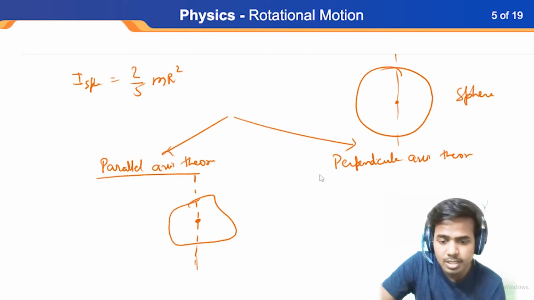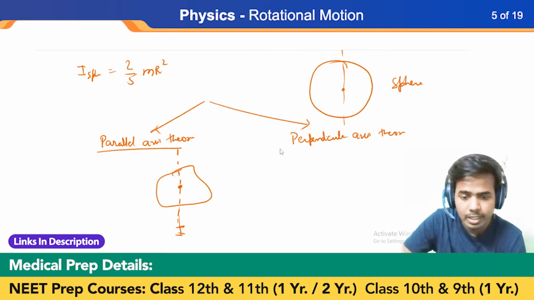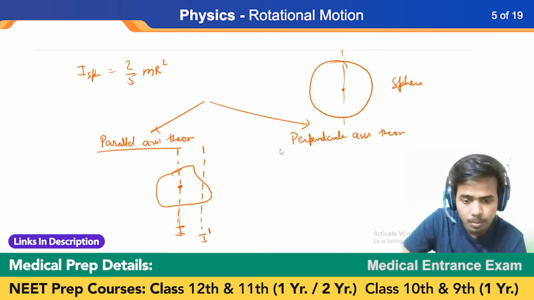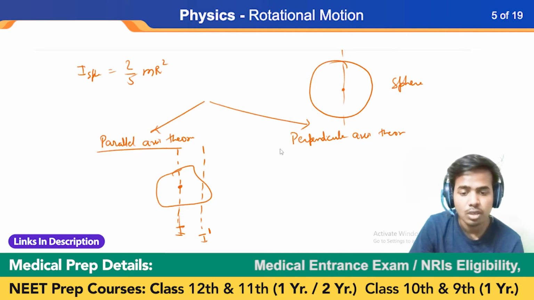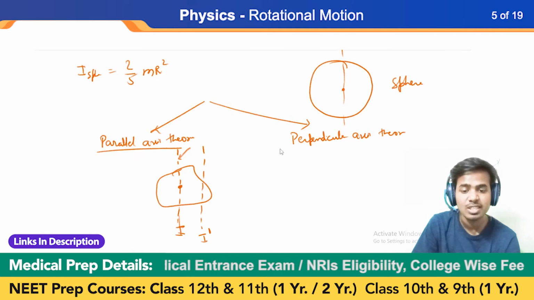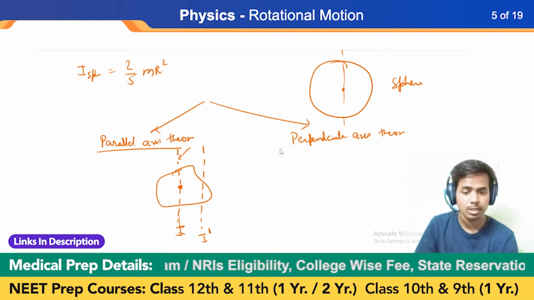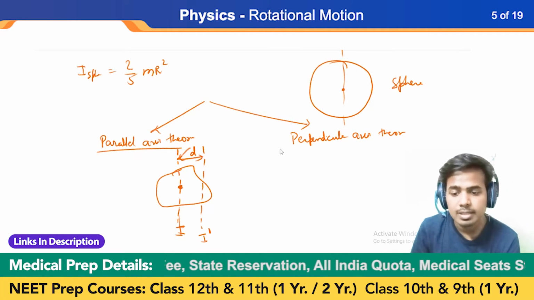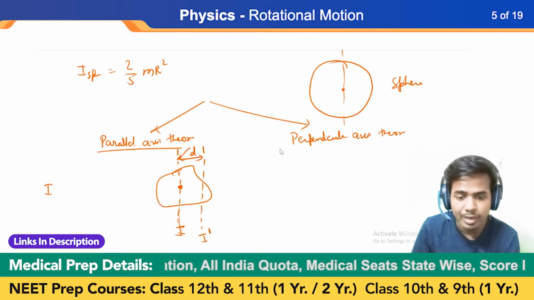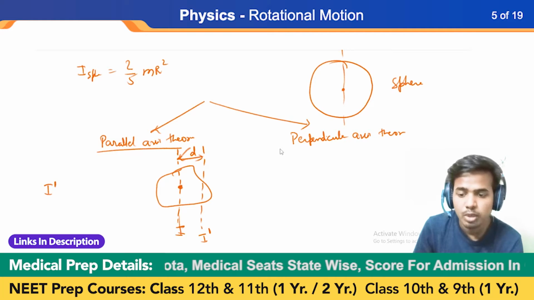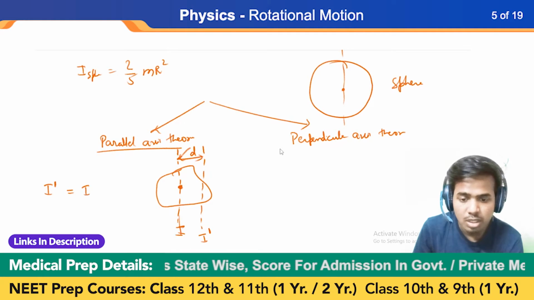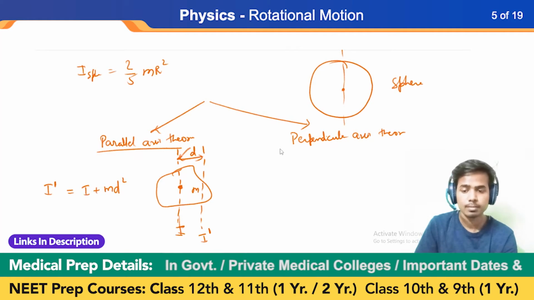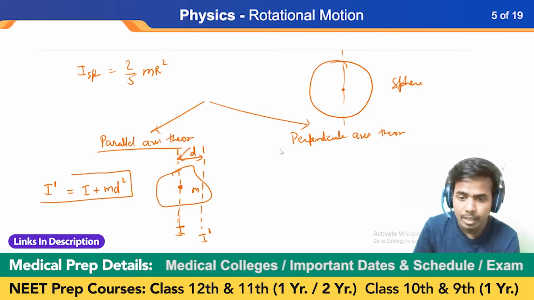But let's say there is this axis of rotation, and there is another axis of rotation which is parallel to the original axis of rotation, which is passing through the center of mass, and this one doesn't pass through it. Let's say the distance between them is d. All right. Now, the parallel axis theorem says that if you have to calculate the new moment of inertia, it will be equal to the original moment of inertia plus md², where m is the whole mass of the body.